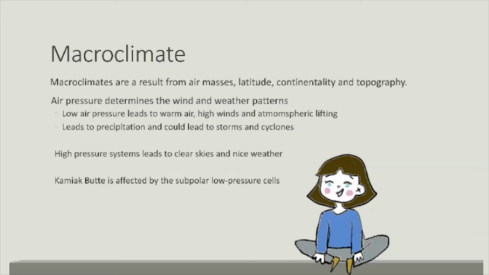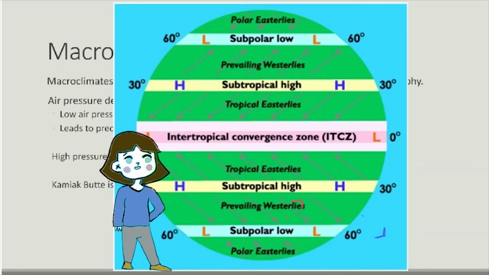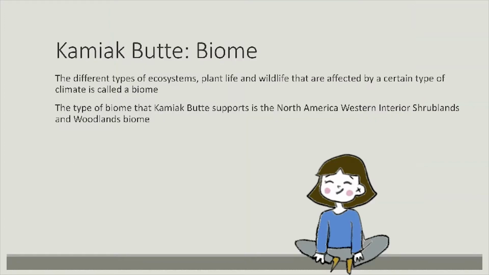Macroclimates are a result of the origin of air masses, latitude, continentality, and topography. They are also affected by high and low pressures. Low pressure causes warm air, high winds, and atmospheric lifting. Rain is common. With high air pressure, clear skies and nice weather are a common occurrence. They can, however, experience temperature extremes. Kamiak Butte is affected by the subpolar low-pressure cell, which is caused when cold air from higher latitudes and warm air from lower latitudes combine. Kamiak Butte experiences a wet winter and a dry summer. Plant life and wildlife that are affected by a certain type of climate is called a biome.